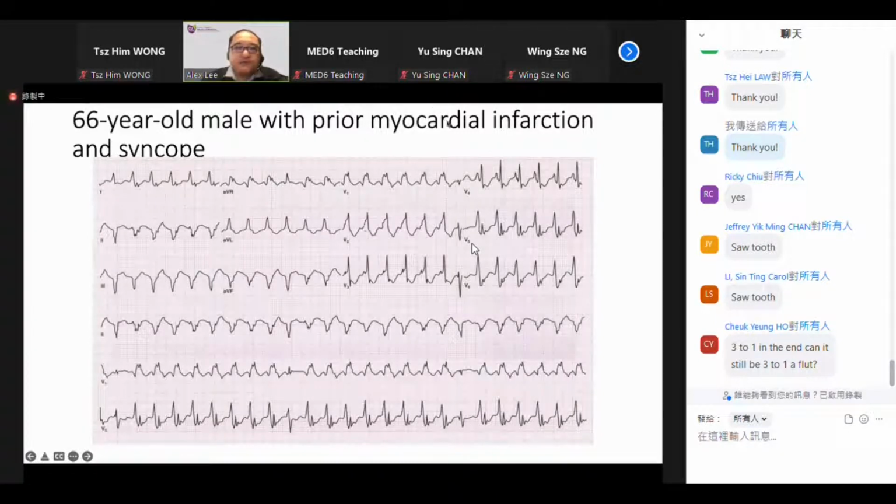A 66-year-old male. Anyone want to take this? I think we can just discuss. It doesn't matter if you don't give me the right diagnosis at the very beginning.